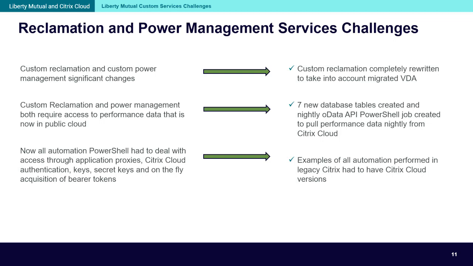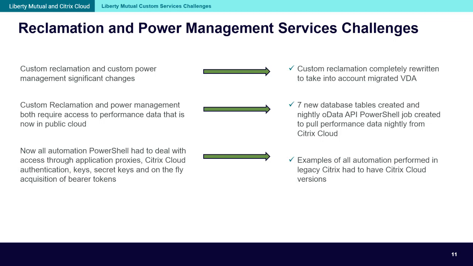So what I did is I said, that's great. What I'll do is I'll create a job. I created a database inside of our environment. And then I wrote a job that runs every night, goes out via OData and API calls using REST APIs, and it goes out to Citrix Cloud in our account, and it pulls down the performance data into those tables.